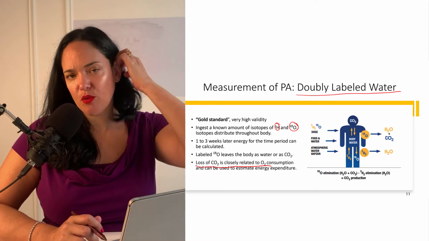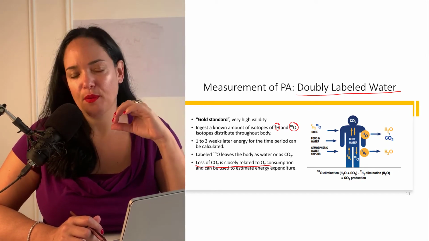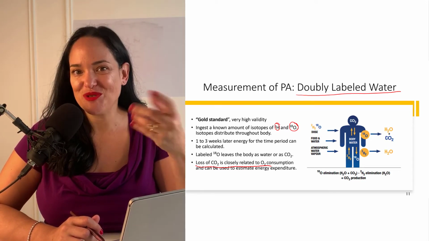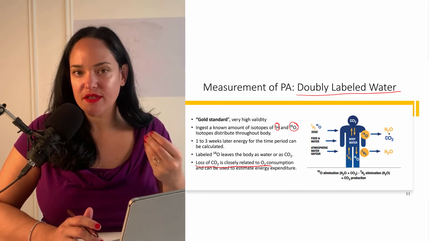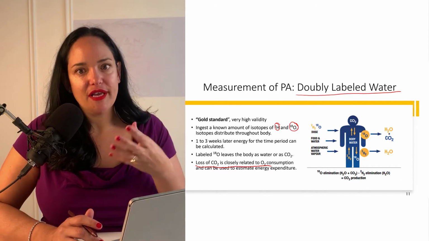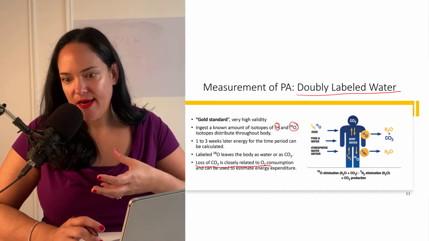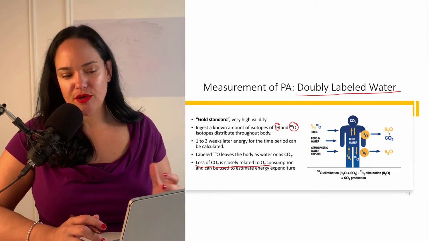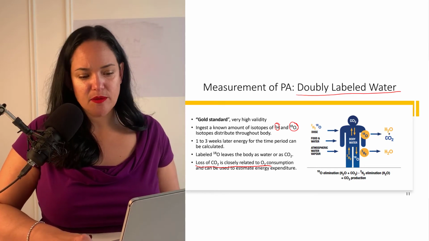So doubly labeled water is a very good way of measuring oxygen consumption as far as accuracy goes, and validity goes, and reliability as well. However, it is expensive. You need specialized material, and it's not just widely available.